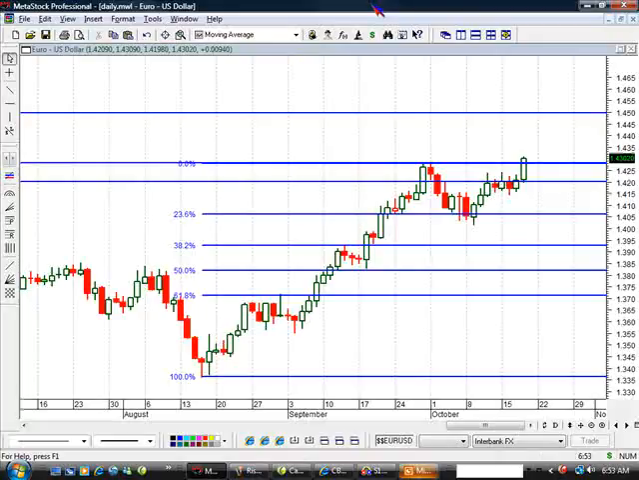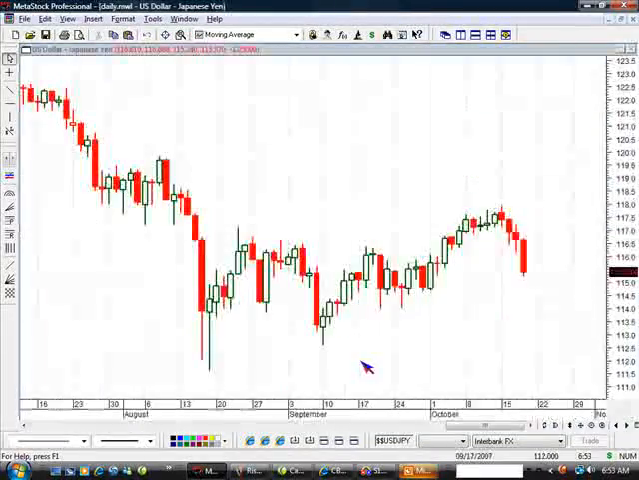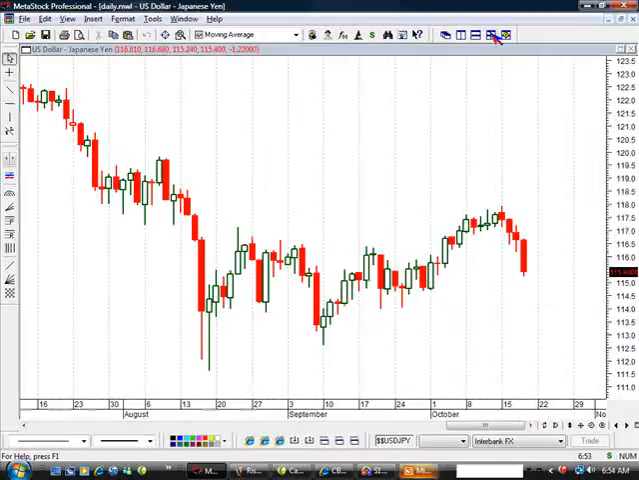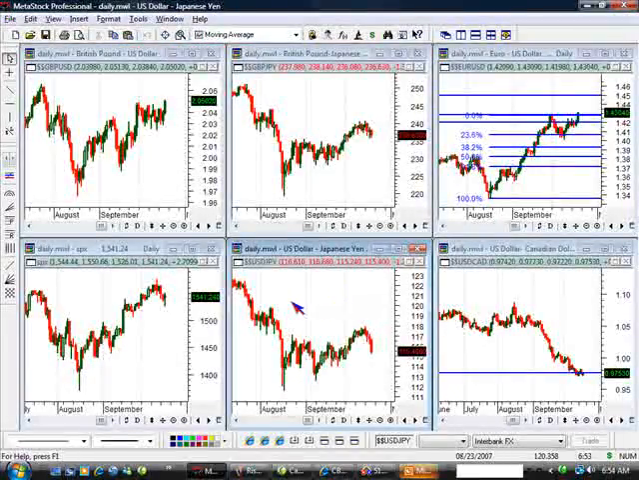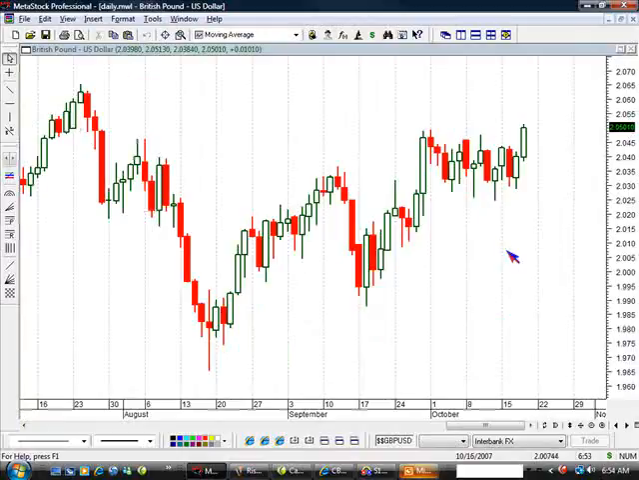Okay, so let's go to... I have to tell you that probably my favorite strategy is one called... I'm trying to decide which pair I want to do this on. I think I'll do it on the pound dollar.